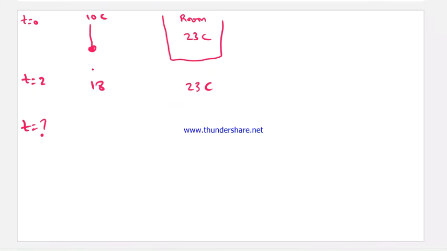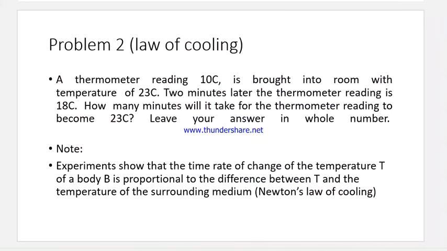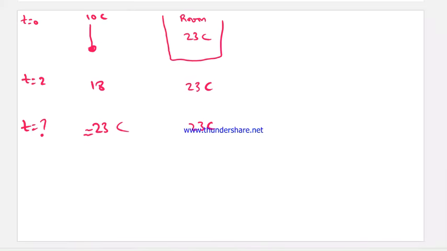So to know that, we are looking for when the temperature will be approximately 23 C here, but the room will remain 23 C. So the physical law has been given. Experiments show that the time rate of change of temperature T of a body is proportional to the difference between the temperature and the temperature of the surrounding medium. So that's Newton's law of cooling. Let's call the room temperature Tr and the temperature of the thermometer T. So what the law is saying is that the rate at which the temperature of the thermometer will change will be proportional to T minus Tr.